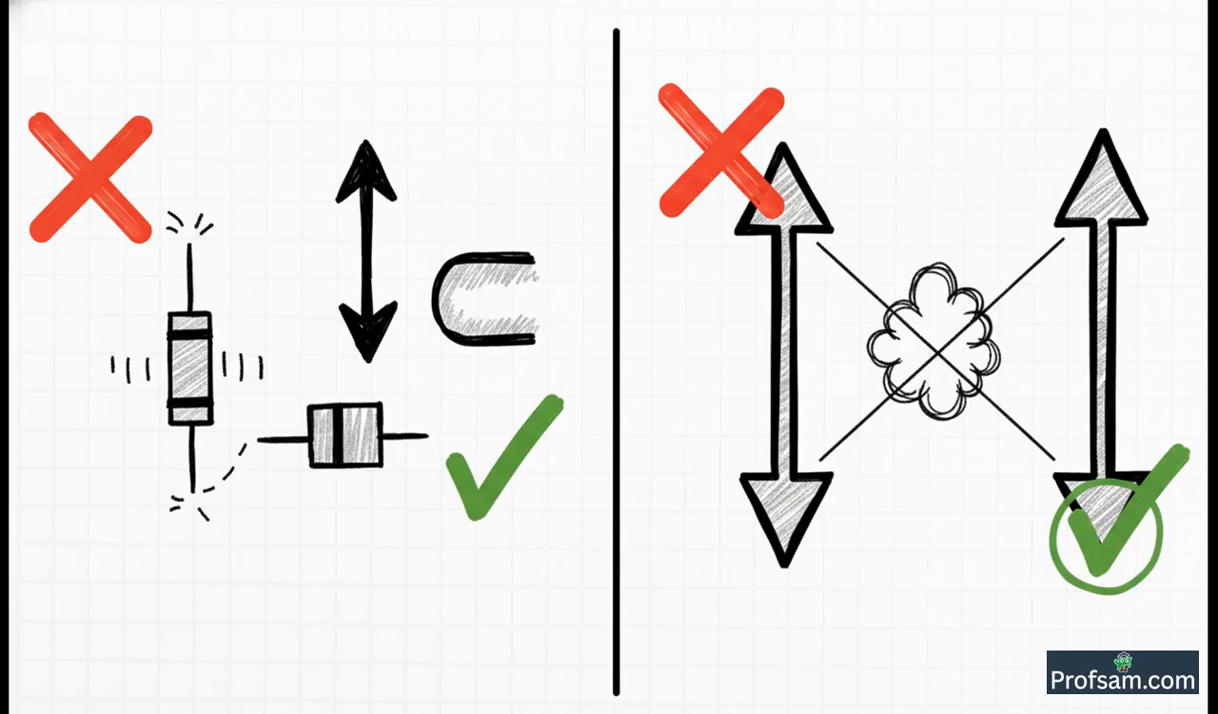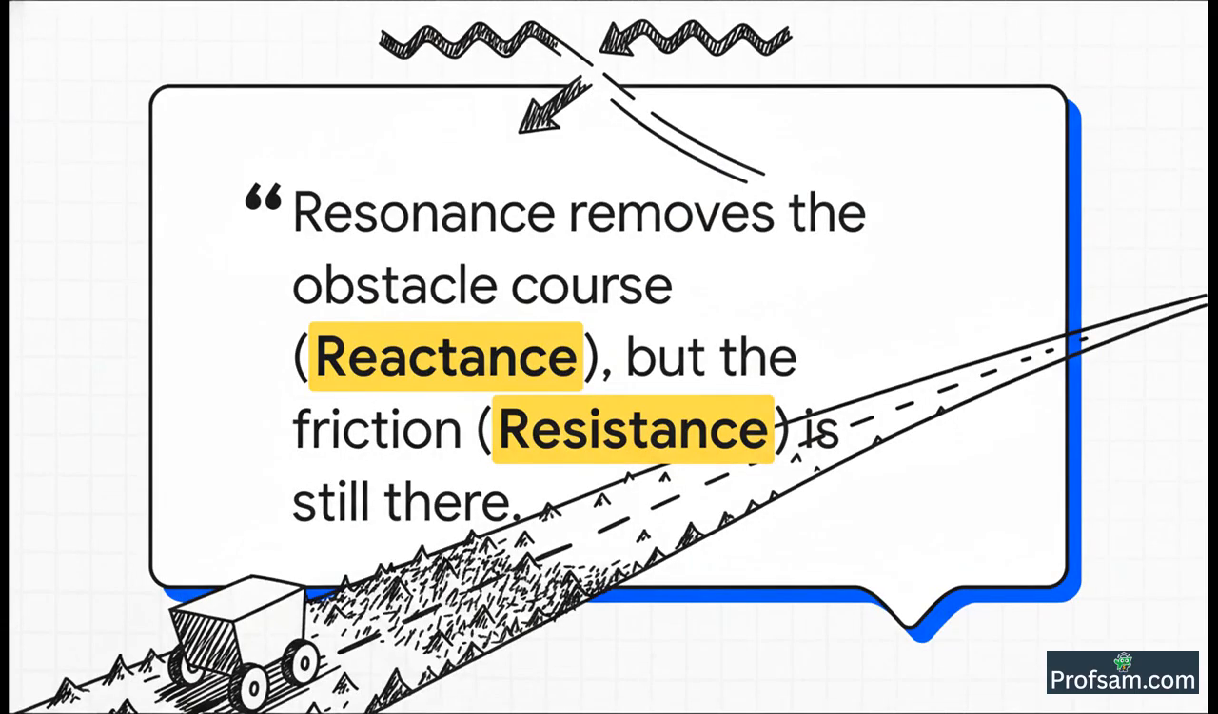Second mistake. Students believe the voltage across L and C becomes zero. Again, wrong. Their voltages are equal and opposite, so their vector sum is zero. But individually, VL and VC can be very, very large. To avoid that first mistake, just remember this one line. At resonance, the path becomes clear of the up and down obstacles created by the inductor and capacitor, but the friction of the road, the resistance, always remains.